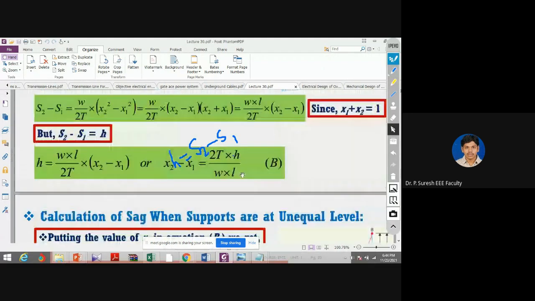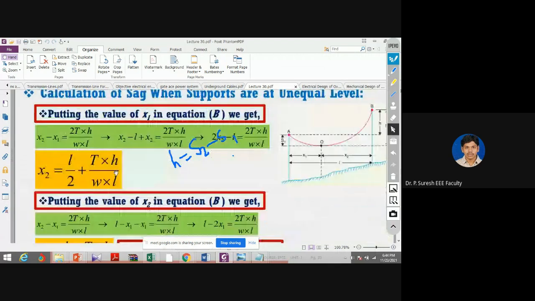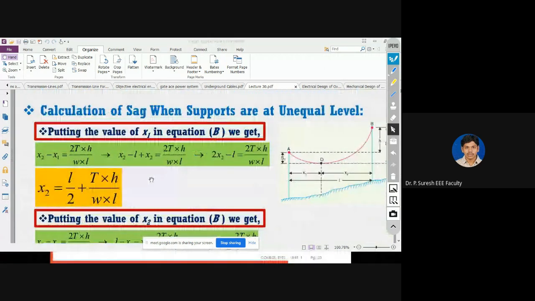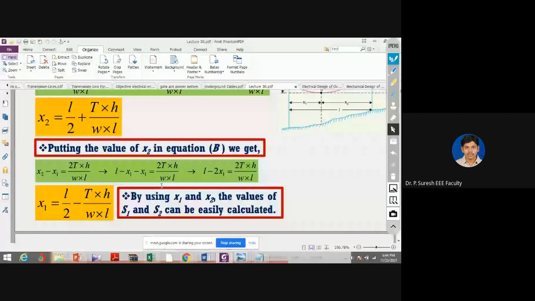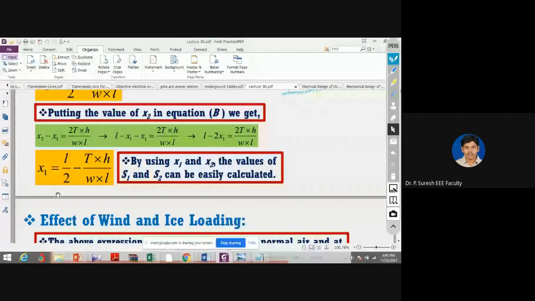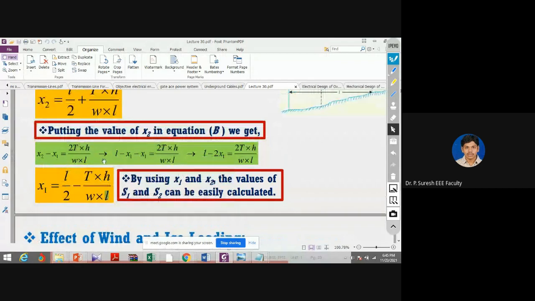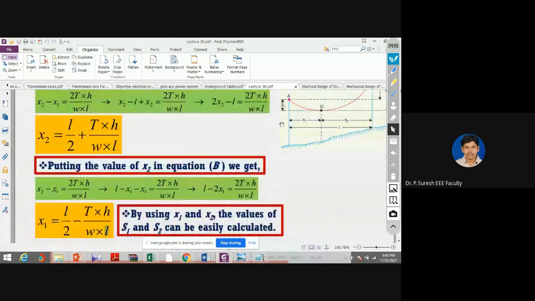See here, this is the formula: X1 equal to L by 2 minus TH by WL. What is L here? Span length. T is the tension, H is the height difference between the two towers, W is the weight, and L is the span length. And X2 is L by 2 plus TH by WL. By adding X1 and X2, what will we get?